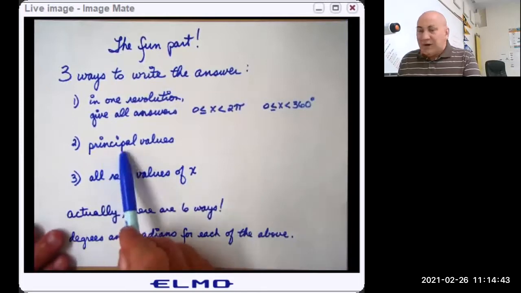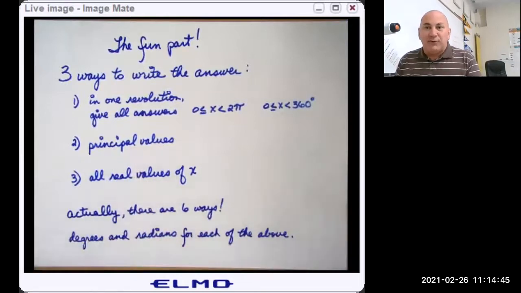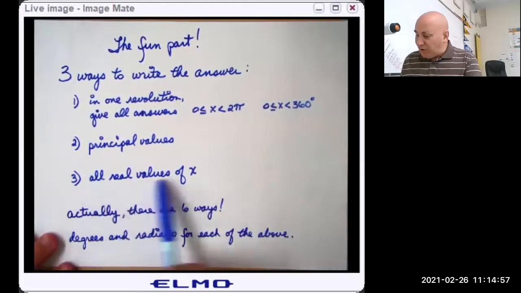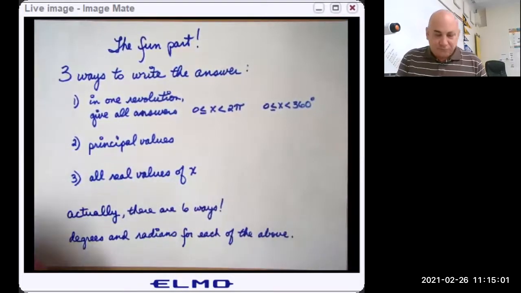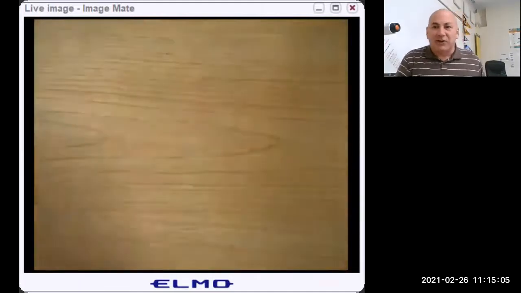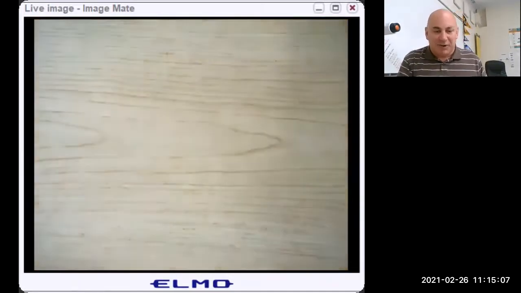So you could give your answer just in principal values using the principal values of those arc functions. So first and fourth quadrants for arcsine and arctangent, and first and second quadrants for arc cosine. Or you could give all real values of x. And I would tell you which way to put your answer in a problem.